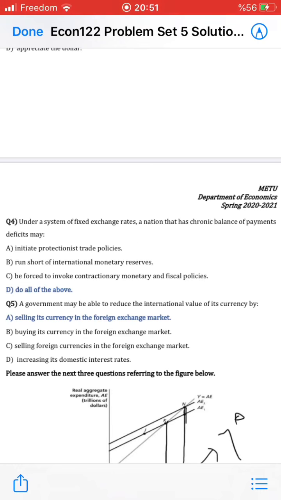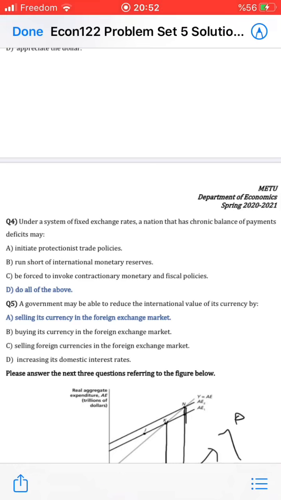C. Be forced to invoke contradictory monetary and fiscal policies. Yes, this is again a solution, because when you do a contractionary monetary policy, this will increase the interest rate, and a higher interest rate will bring hot money to Turkey, and it will increase the financial account of Turkey. So with increasing hot money, you might have a strong currency even though you have current account deficits. So you might do all of the above. Question 5. A government may be able to reduce the international value of its currency by selling its currency in the foreign exchange market.